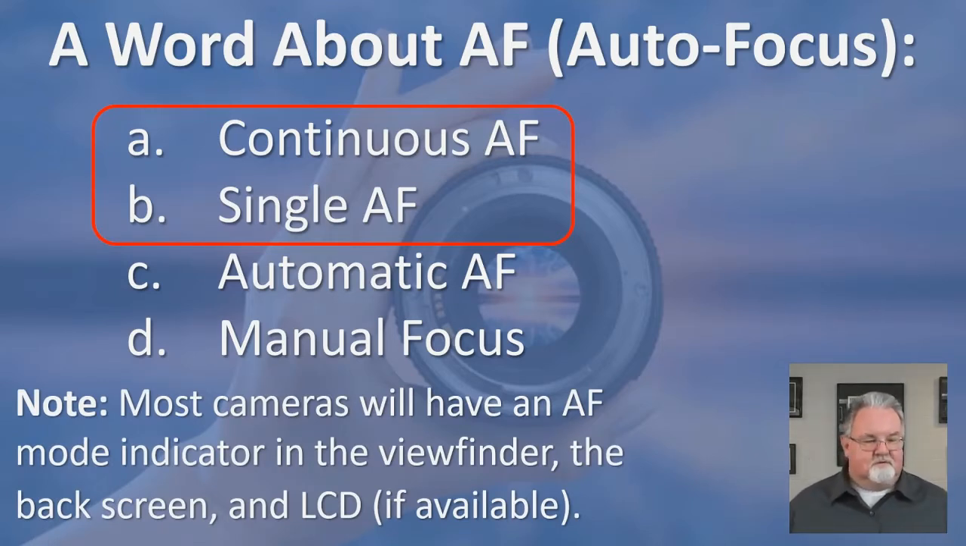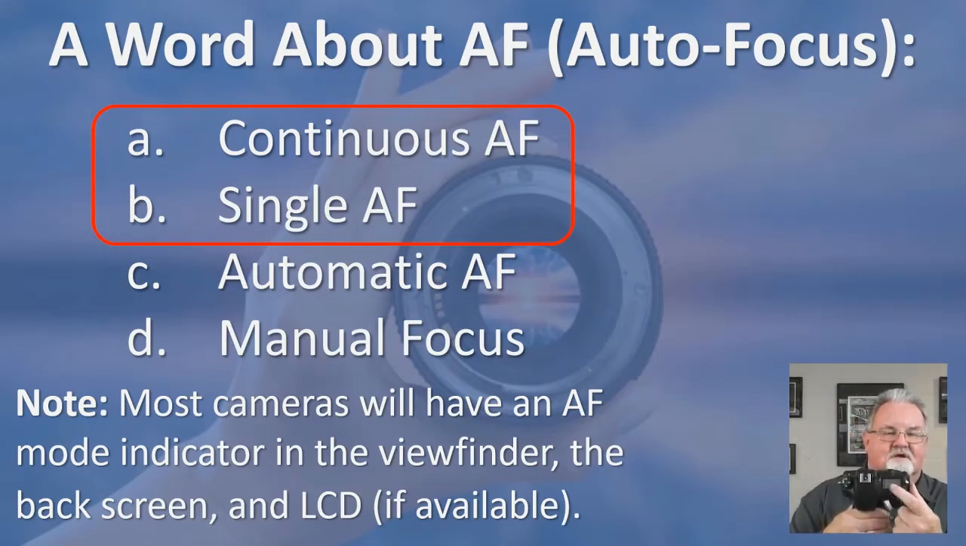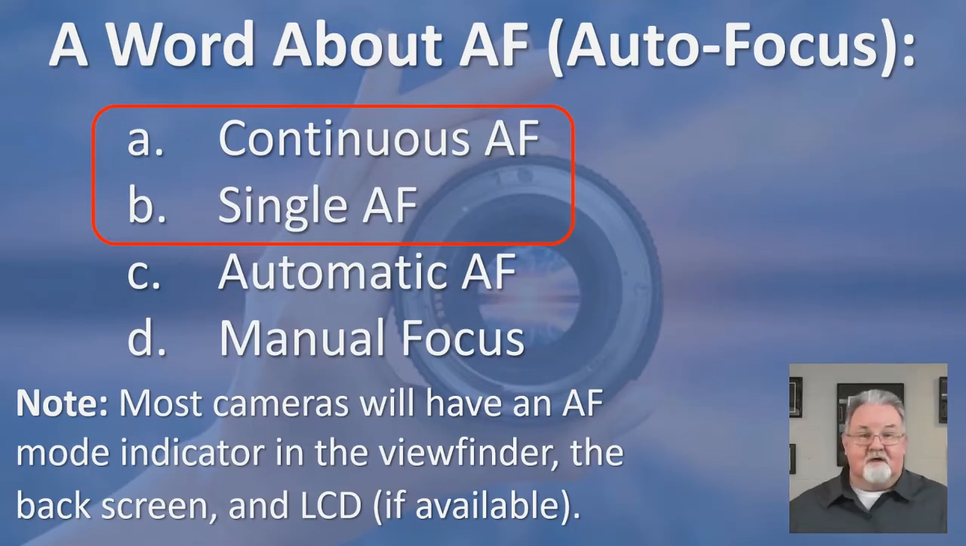Most cameras will have an autofocus indicator, in other words, a way to know what autofocus mode you're in. You'll either see it in your viewfinder itself, or on the back screen, or maybe on the LCD screen that you just saw earlier on my camera. Many cameras have these little LCD screens on top of the body. That's also another little screen, and when your camera's turned on, it will show you what autofocus mode you're in there as well. So now we're going to shift gears a little bit and talk about correct exposure.